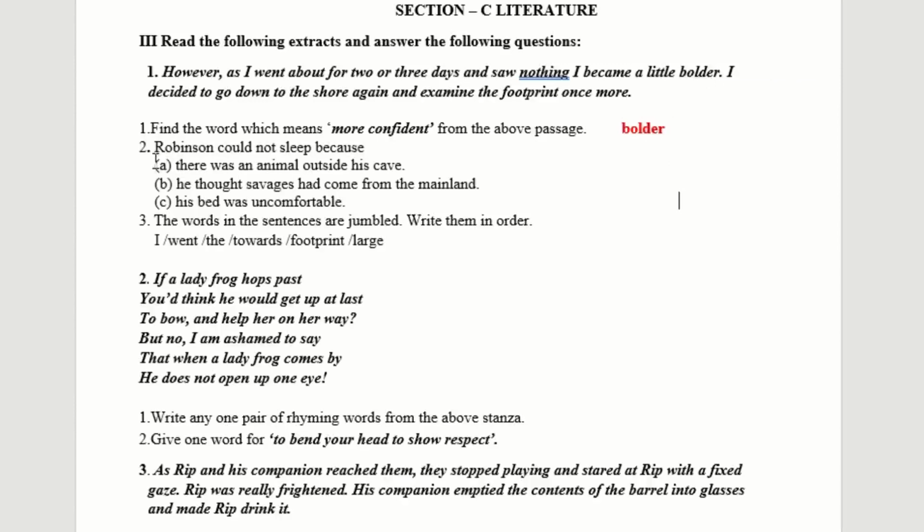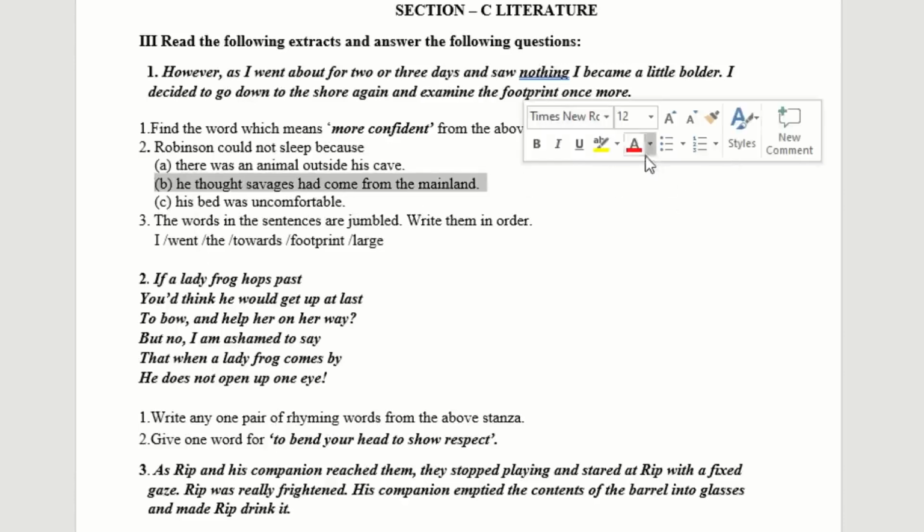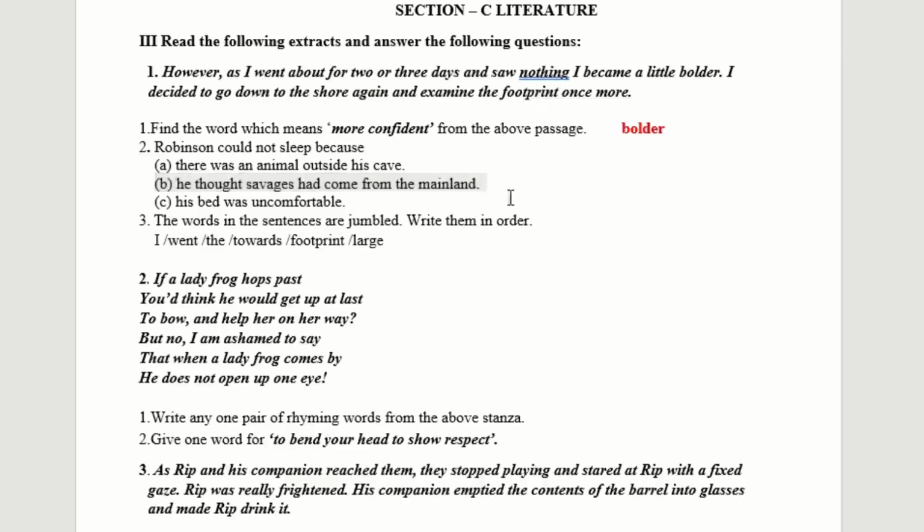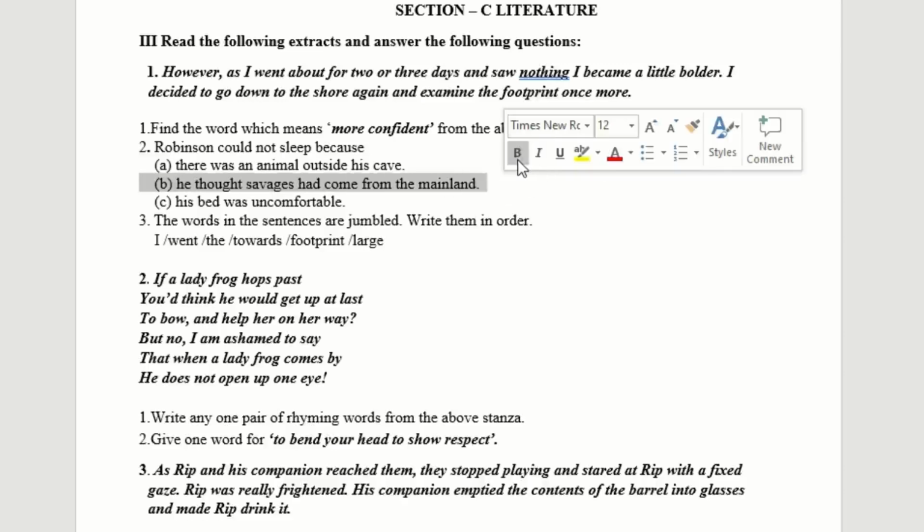Now write only the answer as it is asked as a one-word question. Now let's see the second one. Robinson Crusoe could not sleep because, you will be getting three options, and you have to write the correct option. When you write the answer, you have to write the entire option along with the option number. Robinson Crusoe could not sleep because there was an animal outside his cave. He thought savages had come from the mainland. His bed was uncomfortable. So the answer is B. So that you can write over here. Please write only the answer.